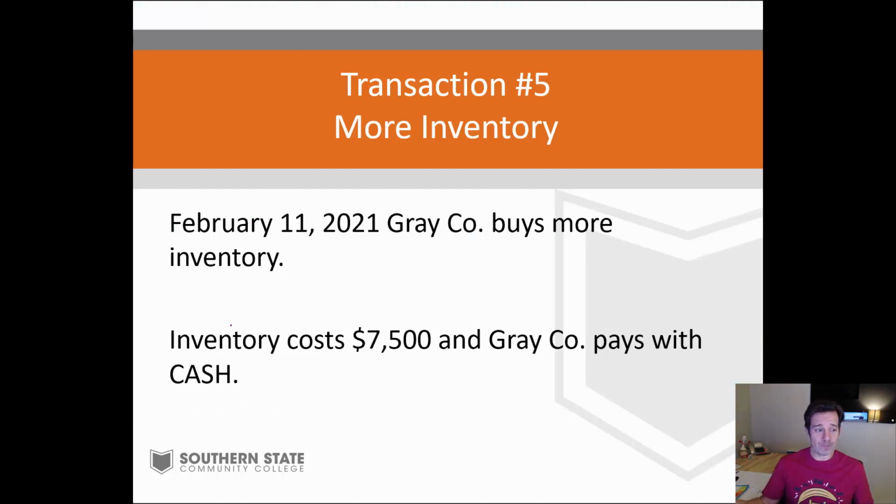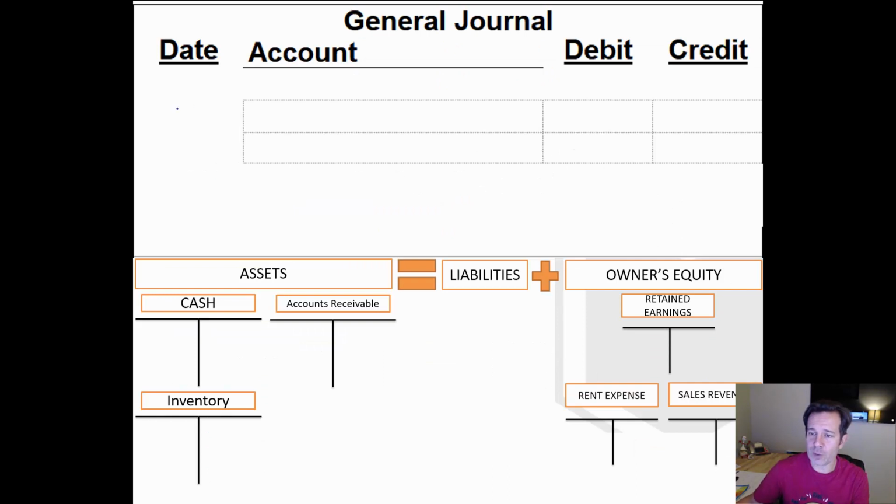So here we go. We're at February 11th and Gray Company buys more inventory. We paid $7,500 for the inventory and we paid with cash. So we've got to make an entry for that. On February 11th, bought more inventory. I'm going to put 211. And just a reminder, you can print off our notes here and pencil in as we follow along. That way your notes will be completed. But we bought inventory. We paid for it with cash.